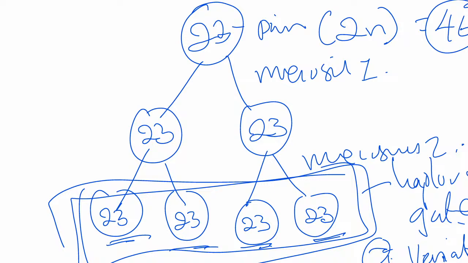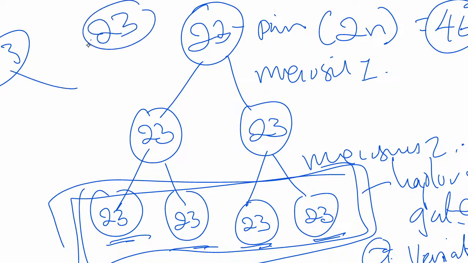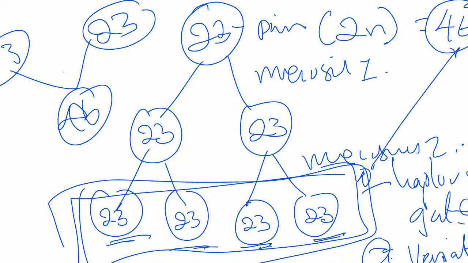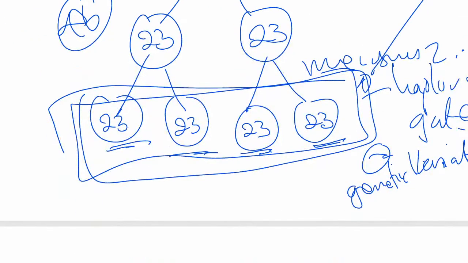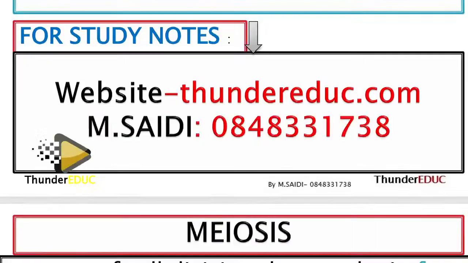Why like that? It is because during fertilization, the father brings 23 chromosomes, the mother brings 23 chromosomes. When they combine, you form 46. So meiosis is supposed to reduce them back to 23 so that the number of chromosomes in the individual is kept constant. So that is the meaning of that.